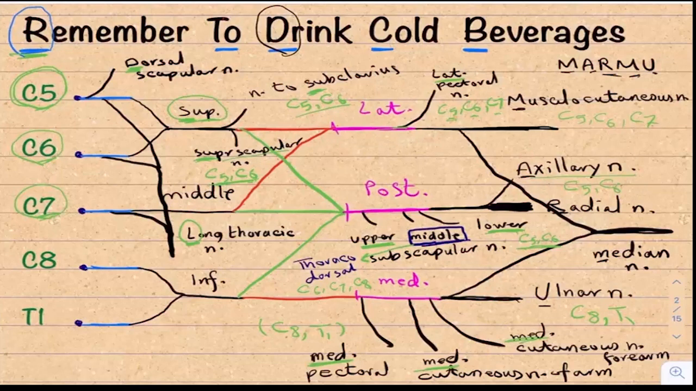The radial nerve, which is the biggest branch of the brachial plexus, and so it's derived from all the nerve roots of the brachial plexus. So it's derived from C5 all the way to T1. So the entire brachial plexus. The median nerve is the second biggest, so it just skips C5. So it starts from C6 all the way to T1.